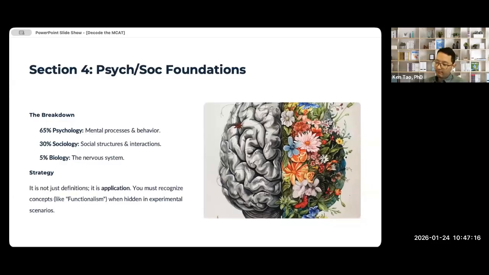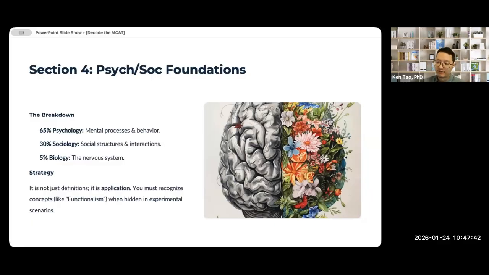not testing your ability to memorize terms and definitions, and that's because there are no questions in the psych-soc section that simply ask you, what's the definition of X? What's the definition of Y? Right? So if you're not going to have questions that ask you definitions, then what do the questions in the psych-soc section ask you? And it's often passage-based.